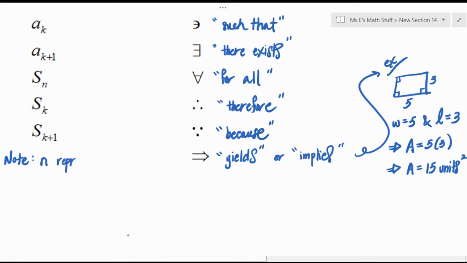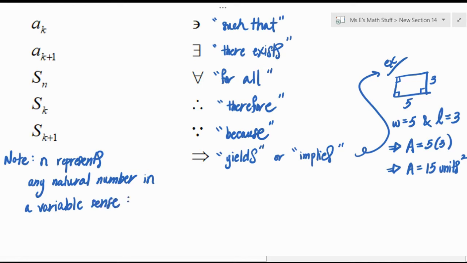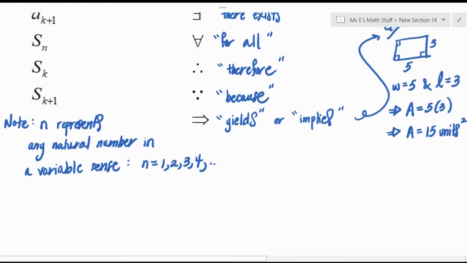N represents any natural number in a variable sense. So when we say N, our claim should hold true whether N is 1 or 2 or 3 or 4 or anything. N represents basically all the natural numbers.